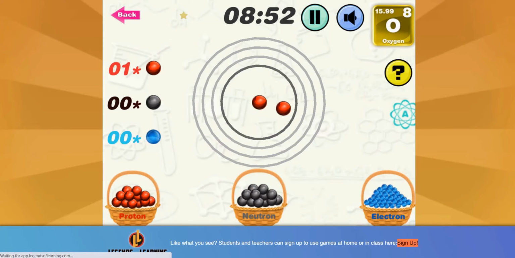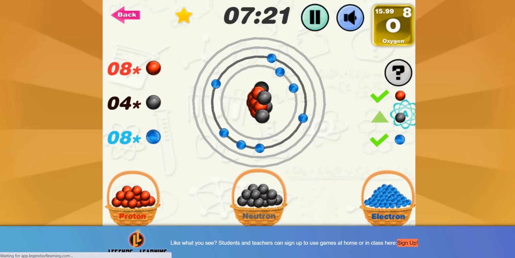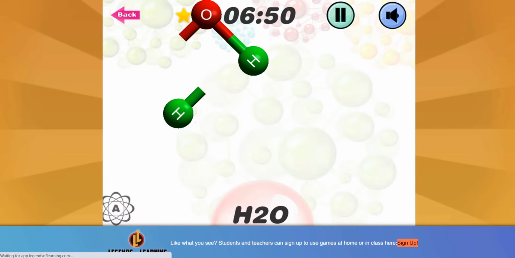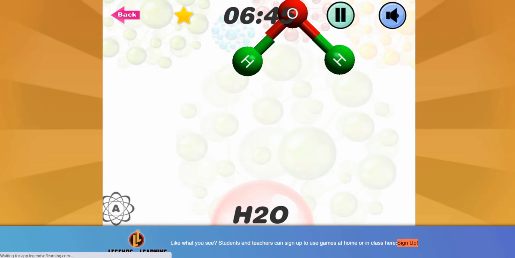Use the mouse to click on the elements to rotate them and to join them together to solve the problems. Click and drag and drop the neutrons, protons, and electrons to make an element.